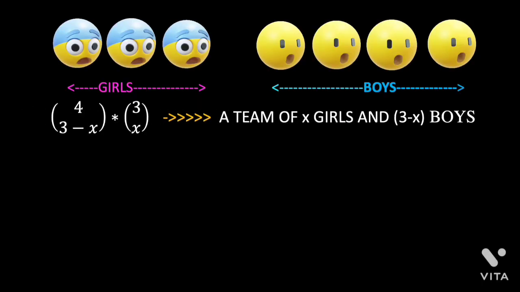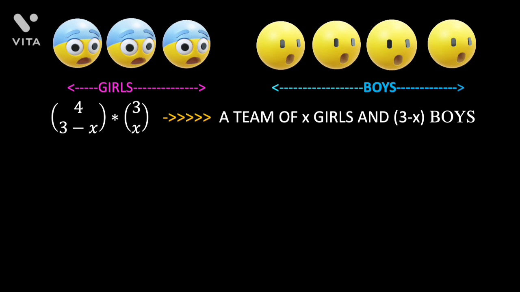Consider this expression. It looks close to the PMF of a hypergeometric distribution. But if all that does not make any sense to you, don't be baffled. Consider a class of 7 students with 4 boys and 3 girls. The expression 4 choose 3 minus x times 3 choose x represents the number of ways a team of x girls and 3 minus x boys can be selected.